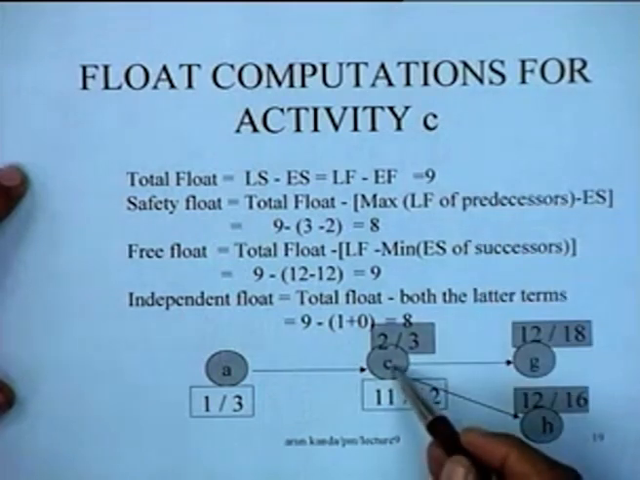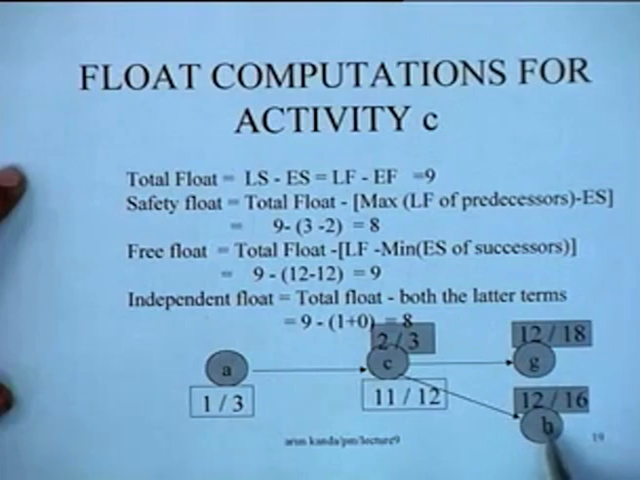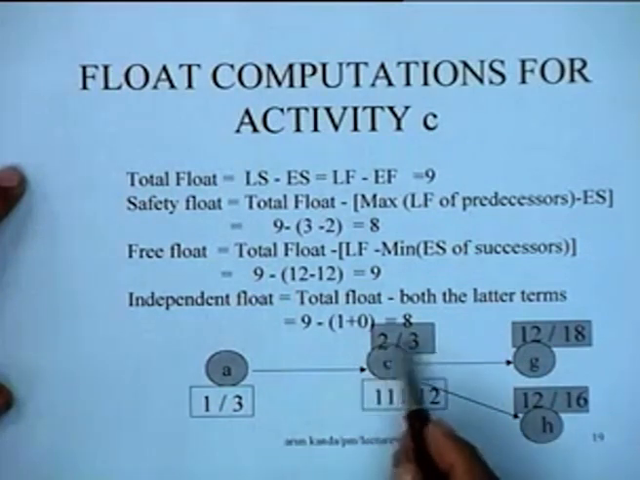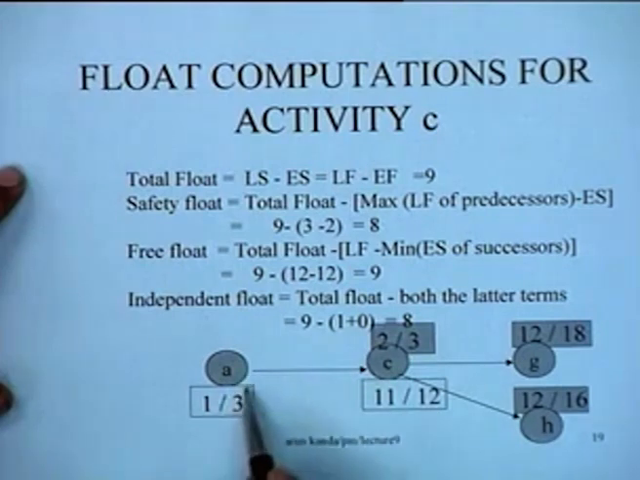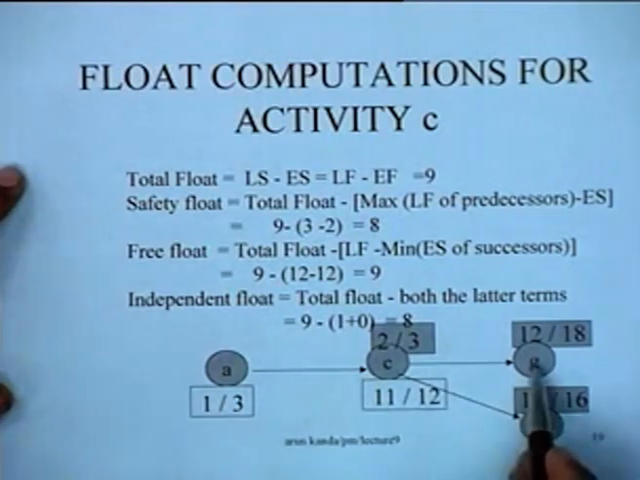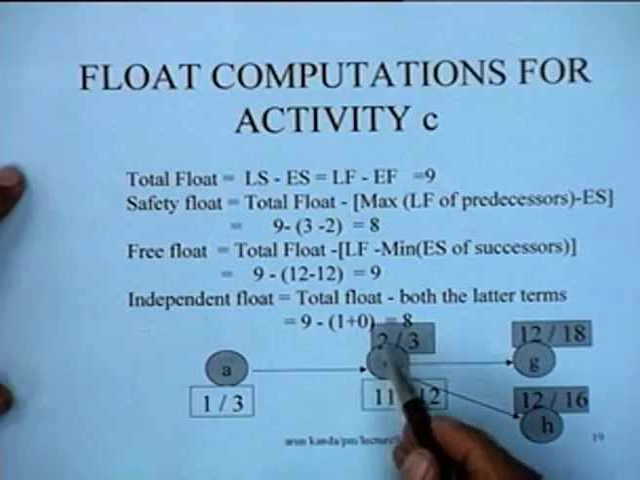Activity C has both predecessors and successors. So this is the activity, with early start, early finish, late start, late finish. For the predecessors, I have the late start and late finish information. I don't need the other information, so I have only taken the relevant information. For the successors, I need only the early start and early finish. The total float for this activity is simply 11 minus 2, which is 9.